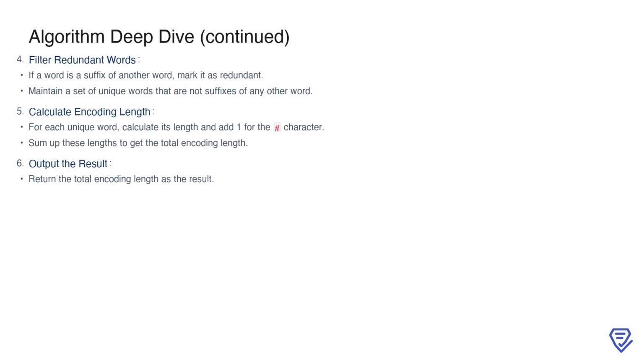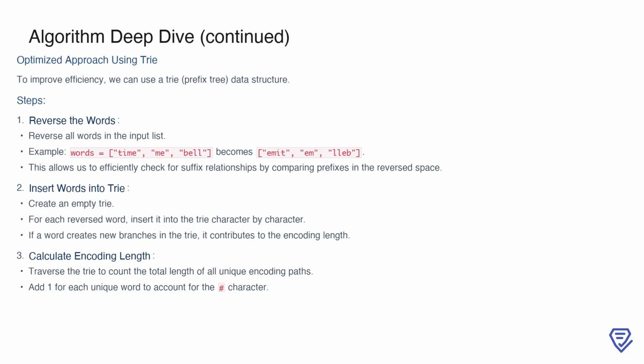While this brute force approach is functional, it is computationally expensive, especially for larger inputs, which motivates the need for optimization. To optimize the solution, we use a trie, also known as a prefix tree. This data structure allows us to efficiently handle the suffix relationships by leveraging a key transformation. First, we reverse all the words in the input list. For example, reversing words equals time, me, bell results in words equals emit, em, leb. By reversing the words, we turn the suffix checking problem into a prefix checking problem, which is much more straightforward to handle using a trie.